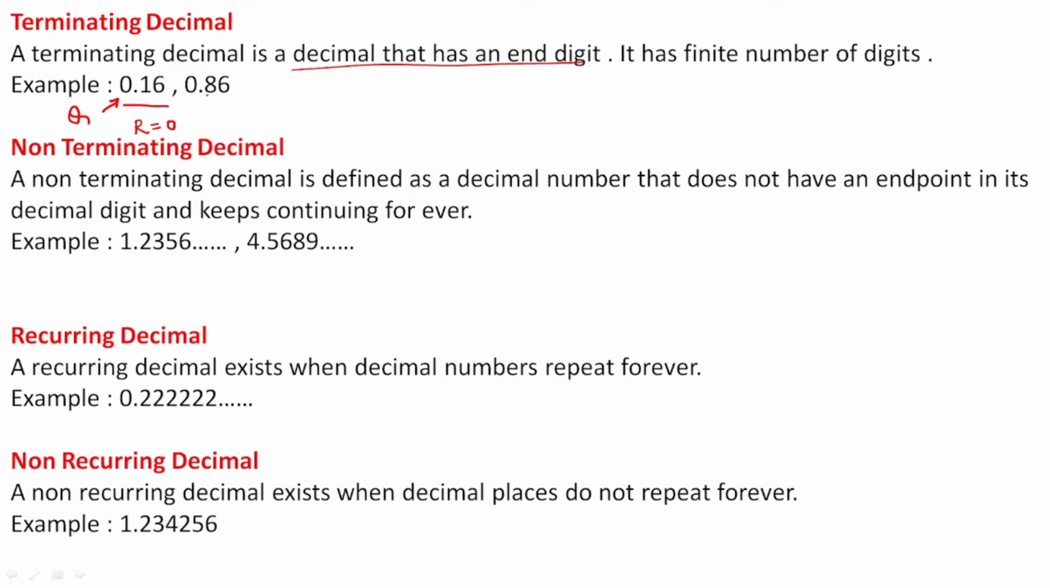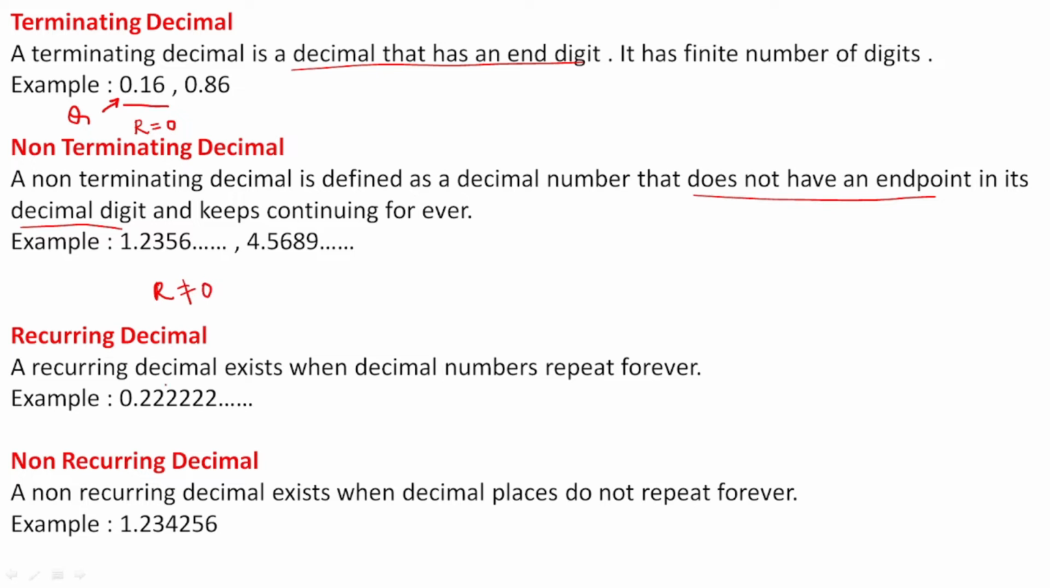A non-terminating decimal number is quite the opposite of a terminating decimal number, which means that it does not have an end point in its decimal digits and it keeps continuing further. That means the division keeps on continuing and you never get the remainder 0, like 1.2356 and it keeps on continuing, 2456, it keeps on going and going. So the remainder will never be 0 in this case. So that's a non-terminating decimal number.